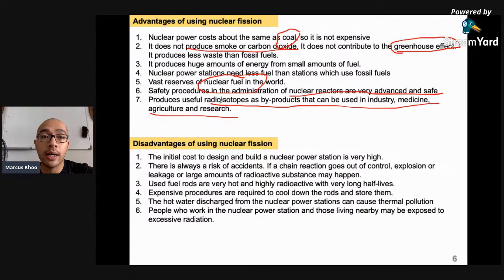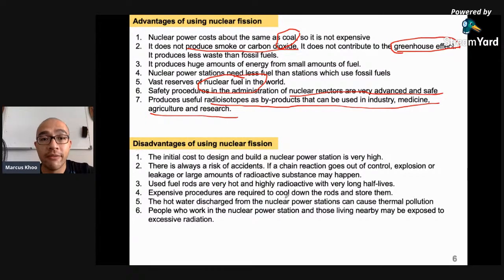So, many advantages. Even when you're using nuclear fission in a nuclear reactor to produce energy, besides producing energy, you're also producing byproducts that are helpful to other areas of research. I will show you the video in the Google Classroom that shows another similar facility at MIT in America.